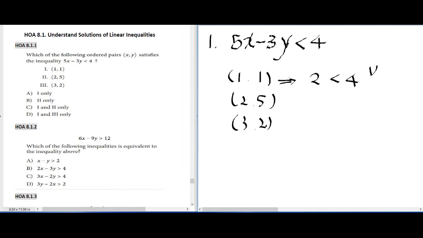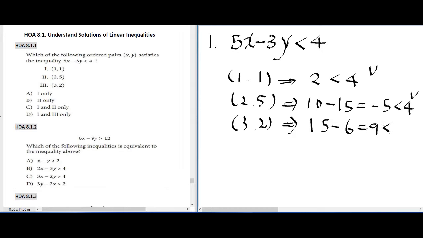How about this one? 10 minus 15, which is negative 5, yes, less than 4, it's correct. If you plug in (3, 2), 15 minus 3 times 2 is 9. Is 9 less than 4? No. So the solution is only these two, 1 and 2. That's it.